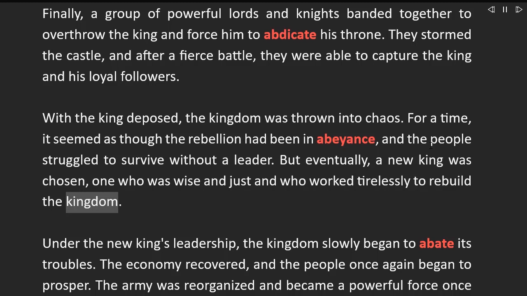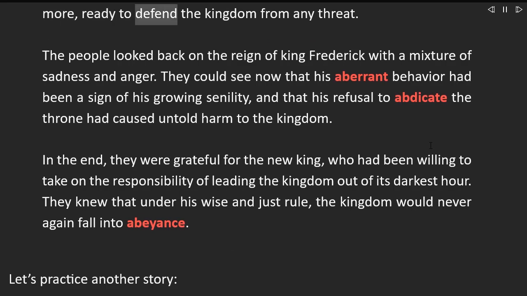rebuild the kingdom. Under the new king's leadership, the kingdom slowly began to abate its troubles. The economy recovered, and the people once again began to prosper. The army was reorganized and became a powerful force once more, ready to defend the kingdom from any threat.